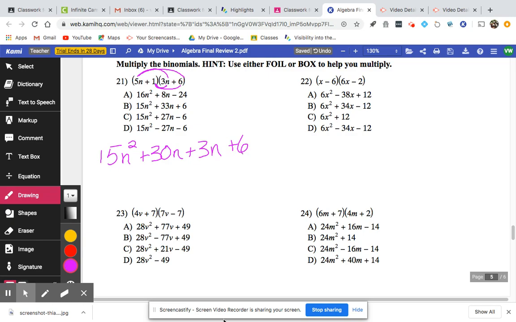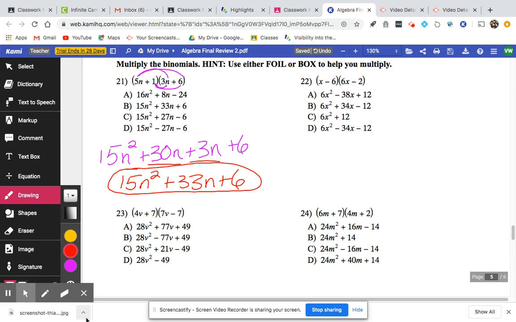Now you just combine what's in the middle, and you're done. So there's 30n plus 3n. So you got 15n squared plus 33n plus 6, which is letter B. So maybe I'll circle that. There we go. Number 22.